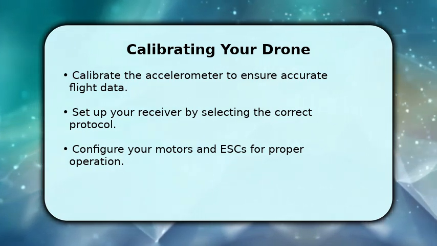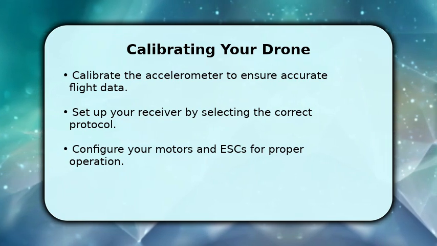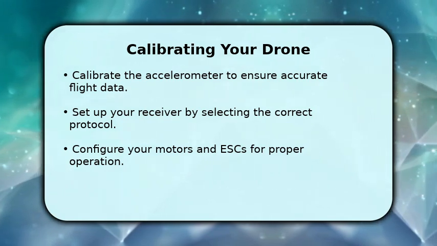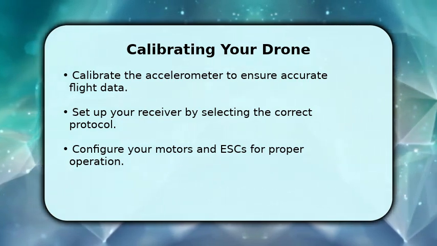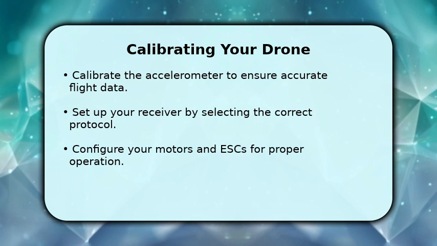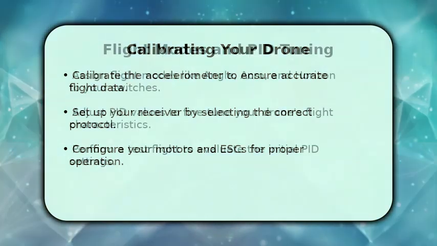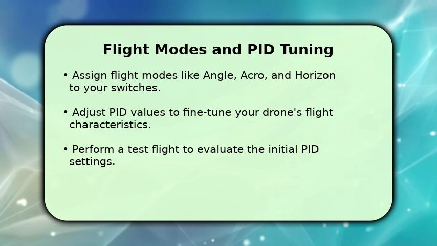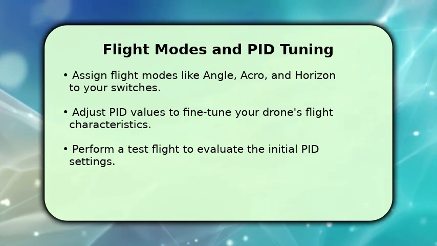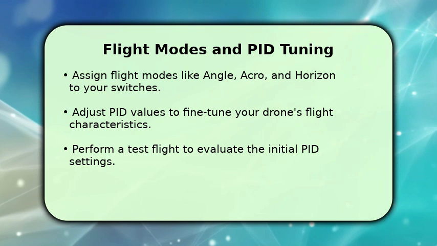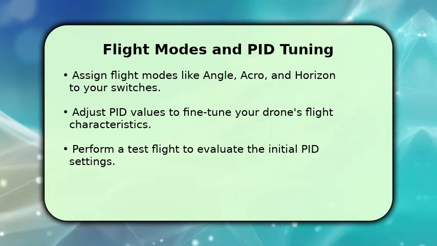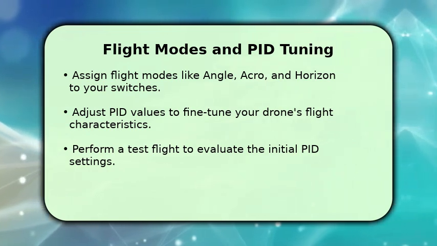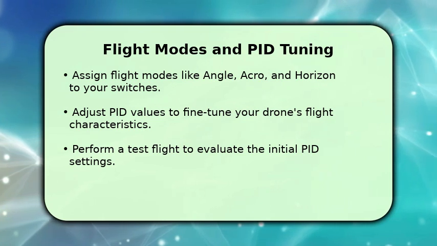Finally, configure your motors and electronic speed controllers, or ESC, to ensure they spin correctly and respond to your commands, typically by setting the motor direction. Now, let's assign your flight modes. You'll want to set up modes like angle, acro, and horizon to switches on your radio for easy access during flight. Next, we dive into PID tuning.